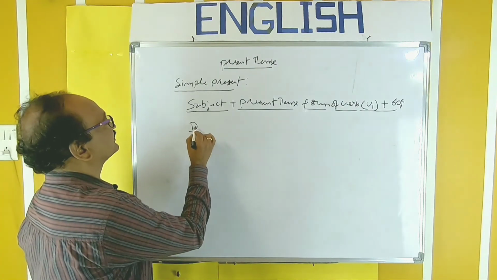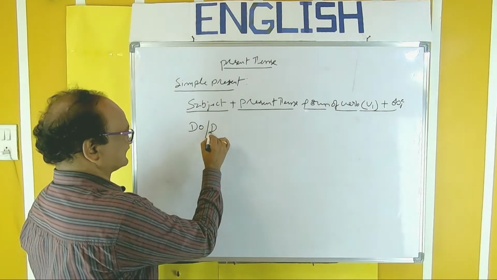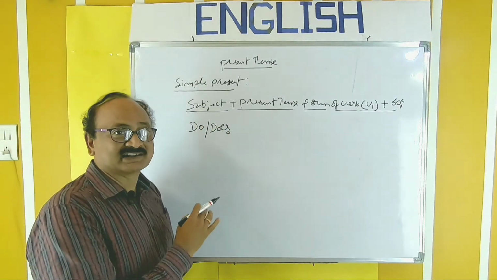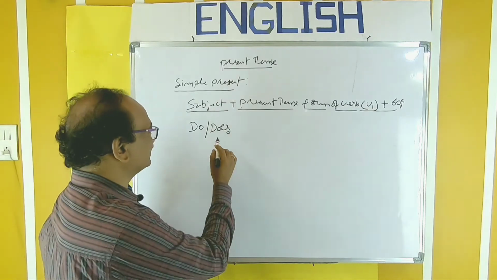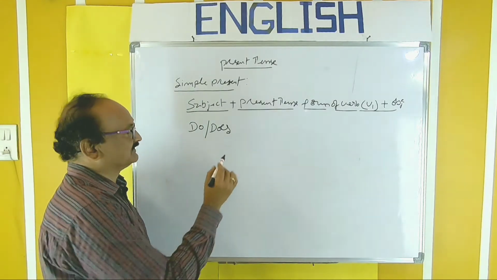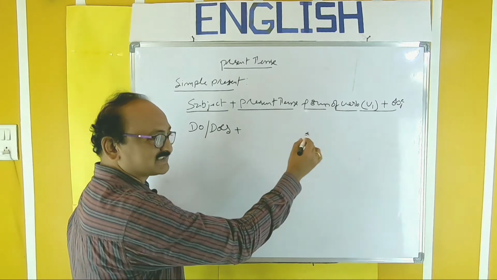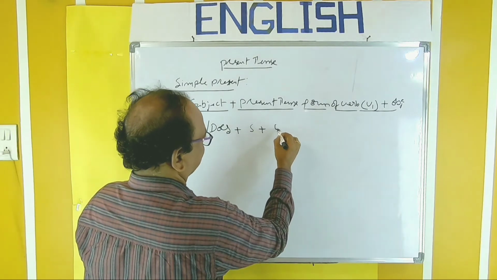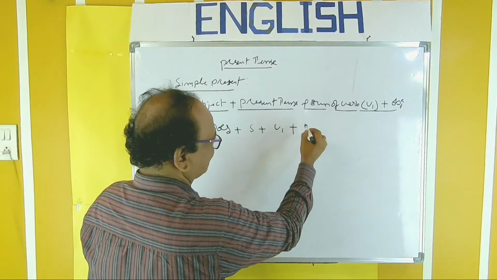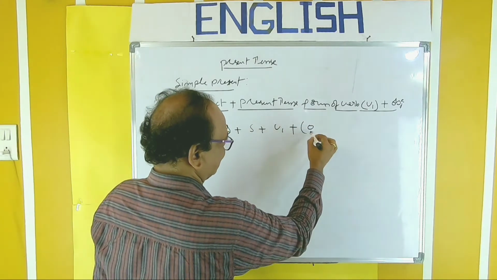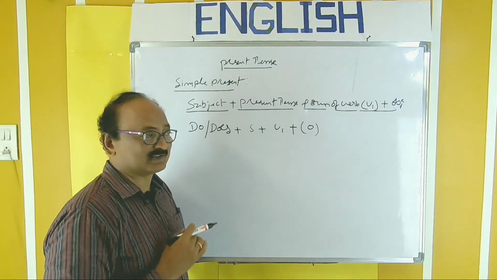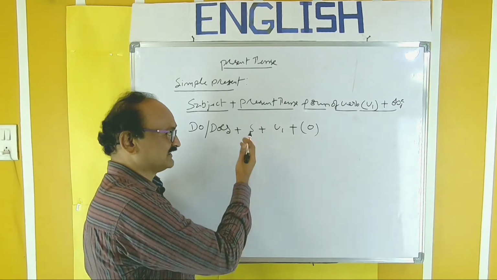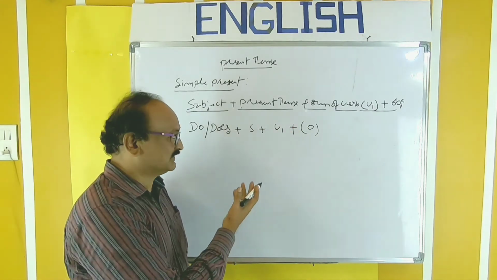Usually we use do or does in the formation of either negative form or interrogative form. So do or does. Next structure is the same: subject, V1, of course object, it may be there, sometimes may not be there. Do or does, subject, V1, same structure. There is no big change.